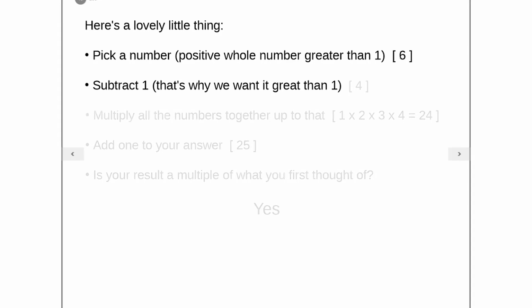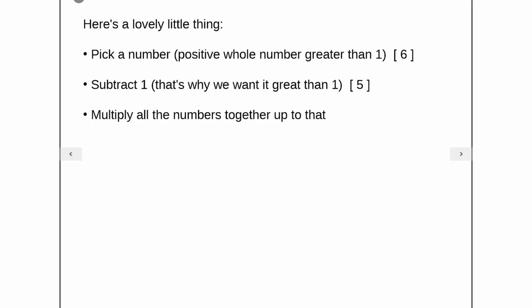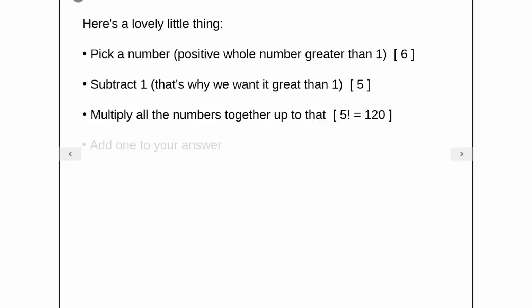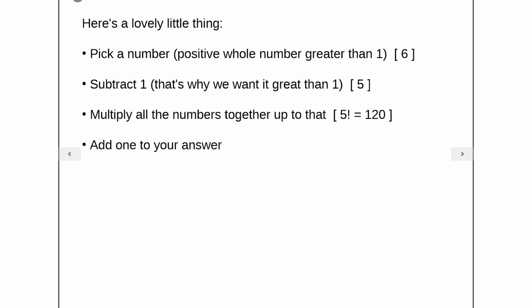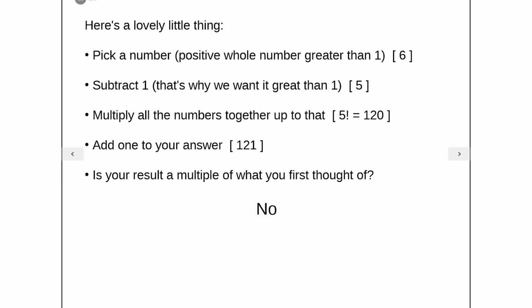Let's try it again. Let's do it with 6. Remember, we have to subtract 1, which gives us 5, and multiply all of those together. You'll notice here I've actually said 5 with an exclamation mark. That doesn't mean that 5 is surprised. That's known as 5 factorial, and what that means is take all of the numbers up to 5 and multiply them together. If you do that, you get 120. Add 1 to the answer, and that gives you 121. Is that a multiple of the number you first thought of? And the answer is no. So we've had a yes and a no.